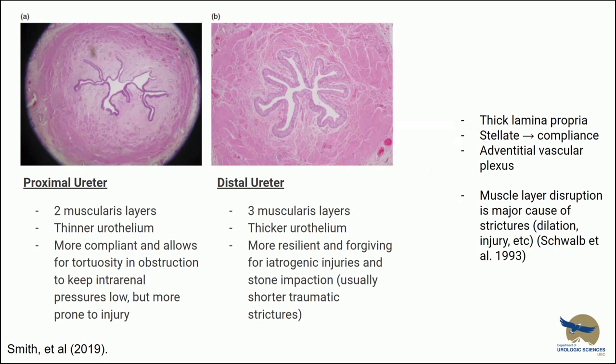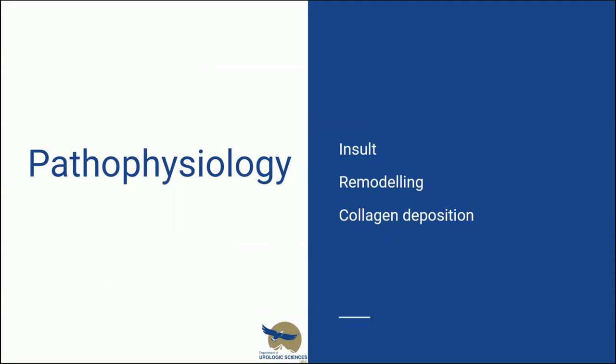And so dating back to 1993, there was histologic and anatomical work on the ureter in vitro, which demonstrated that muscle layer destruction is ultimately a major cause of stricture disease, which has implications obviously on iatrogenic causes as well as stone impacting causes of ureteral stricture formation. So broadly, the principles of the pathophysiology of stricture formation involve an initial insult, collagen deposition, as well as remodeling or altered remodeling of a natural healing process.